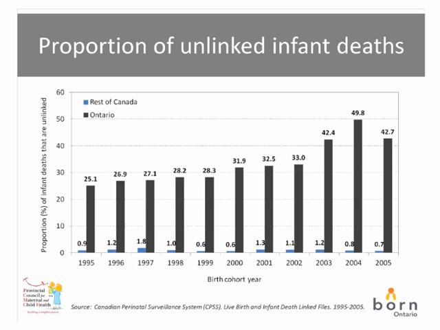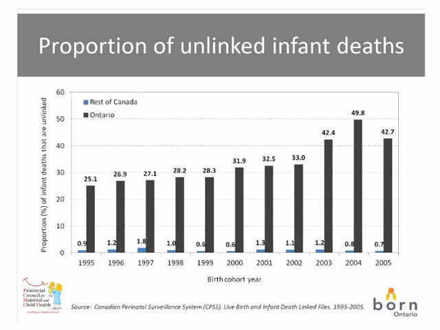So this is the proportion of unlinked infant deaths, and this is kind of a startling graph. This is based on the most recently available National Linked Live Birth Infant Death Registration File at CPSS within the Public Health Agency. In the taller, darkly shaded bars is the percentage of infant deaths that cannot be linked to a birth registration in Ontario. And in the small light blue bars is the rest of the Canadian provinces and territories.